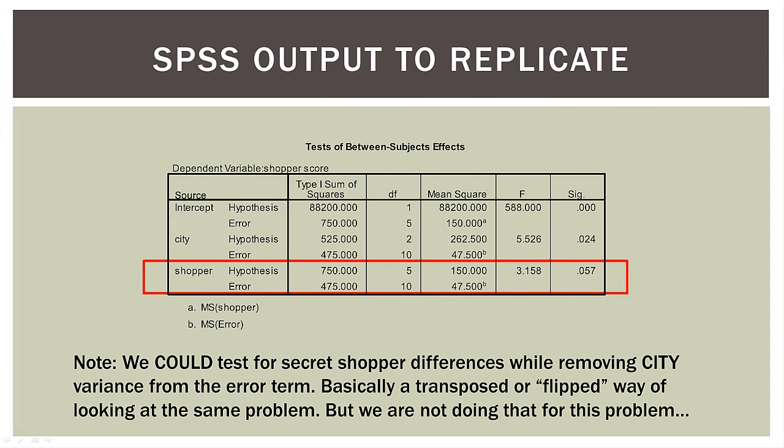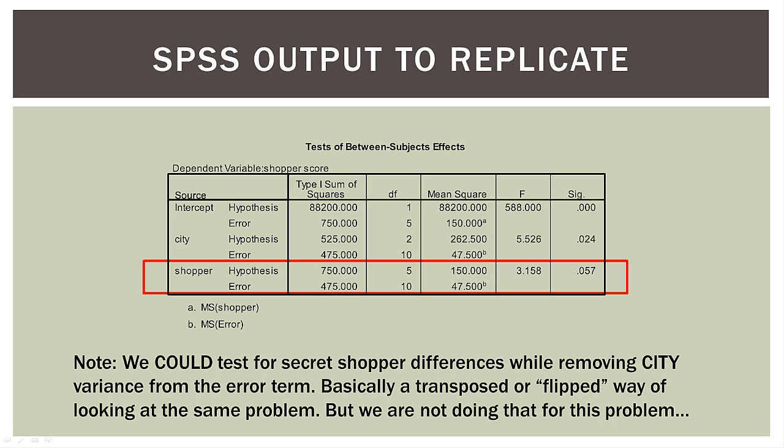Now, I do want to point out, as a side note, that we could turn this problem 180 degrees. We could test for secret shopper differences while removing city variance from the error term. So it's a transposed or flipped way of looking at this same problem. But for this problem, we're not interested in that.